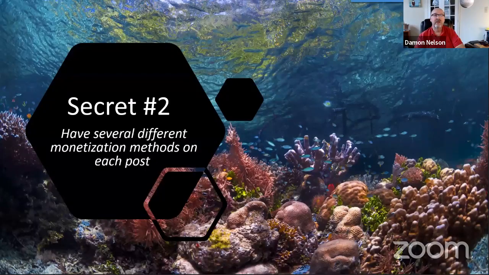And secret 2 is have different monetization methods on each post. This is what got me in trouble the first time. I only had AdSense and I was only relying on Google SEO. Nowadays, there's things such as Amazon, Walmart, all the affiliate networks. You can even use this for lead gen. I have a lot of clients that are using this to build up a lead gen magnet.